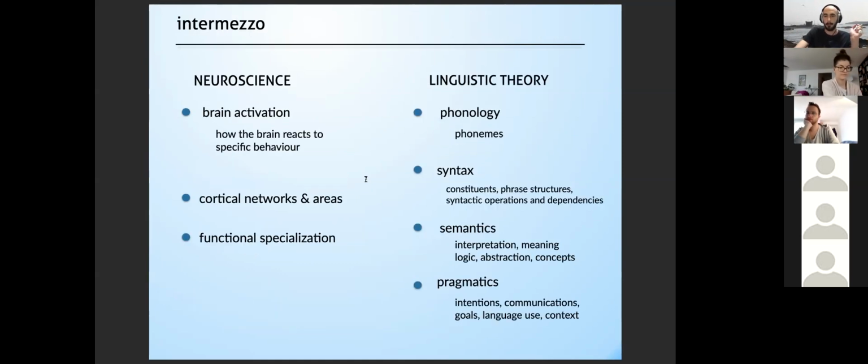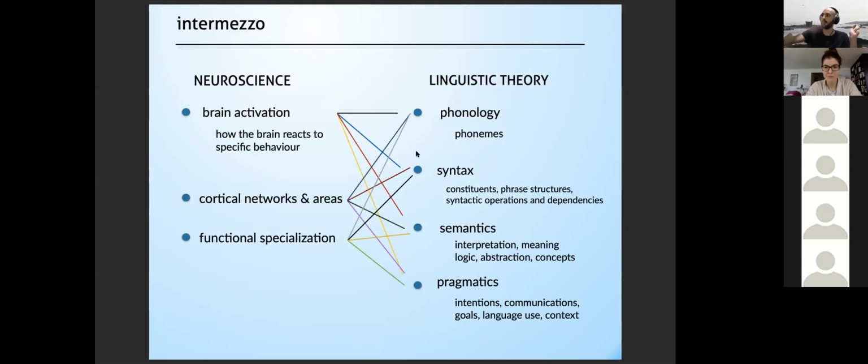Good. So, let me tell you something about how we can think about neuroscience concepts, linguistic theory, and how we can build bridges between these two domains, okay? And last time we said, we can just start drawing arrows and say phonemes are processed in certain cortical networks, which are functionally specialized for that processing, which cause brain activation when you're stimulated with this kind of representations. Same for syntax. So your building blocks of syntax would be constituents, phrase structures, syntactic operations, dependencies, and we might look into our brain and look for areas which are specialized to processing of these representations. Same for semantics and same for pragmatics, okay?